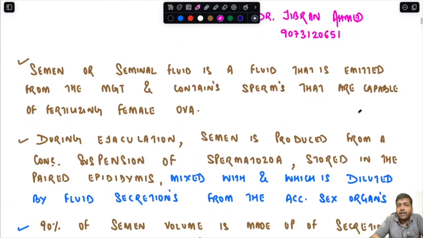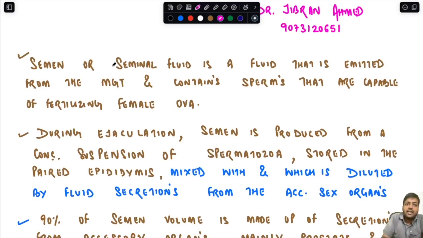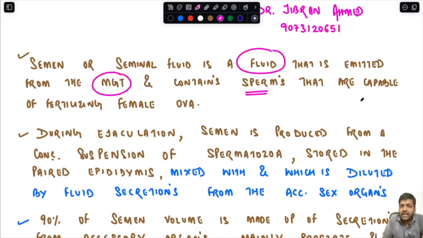So let us now begin our topic of discussion. Basically, what is semen? The semen or seminal fluid is a fluid that is emitted from the male genital tract and which contains the sperms that are capable of fertilizing the female ova.